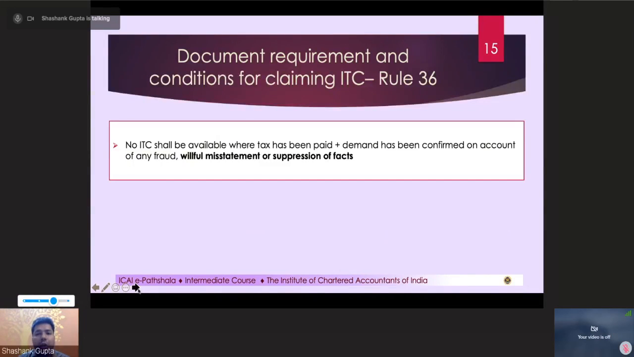So basically the law is very clear that if you're making payment, if you're availing an input tax credit, where any demand has been confirmed on account of fraud, willful misstatement or suppression of tax, then in such cases no input tax credit whatsoever shall be available, because these are clearly cases of tax evasion.